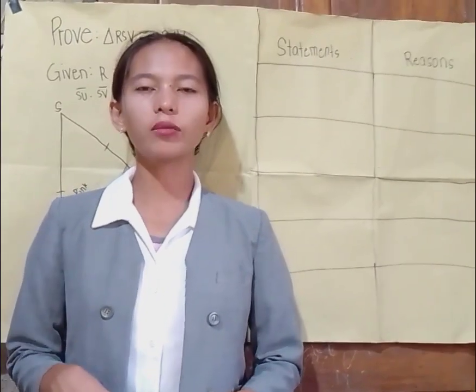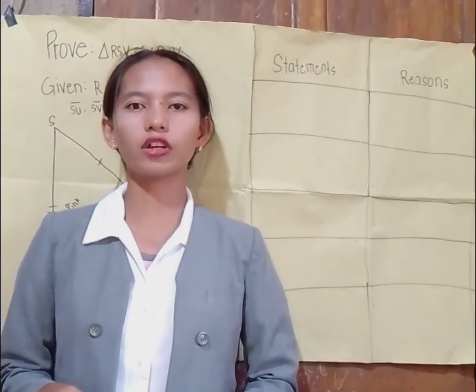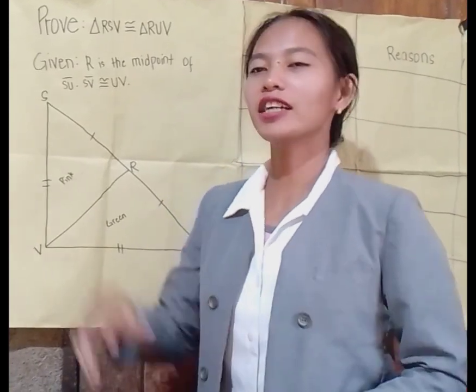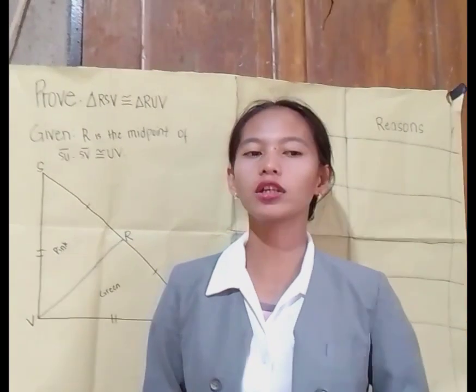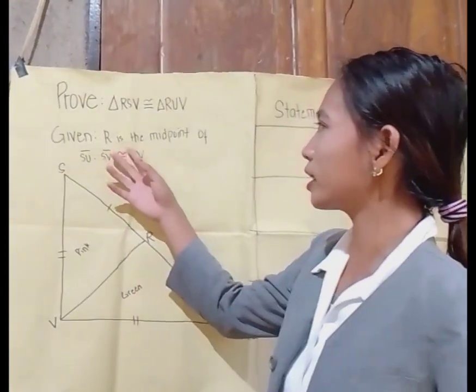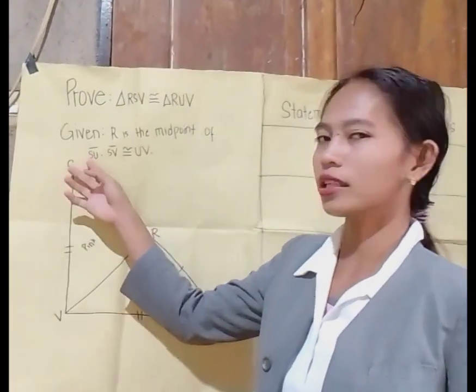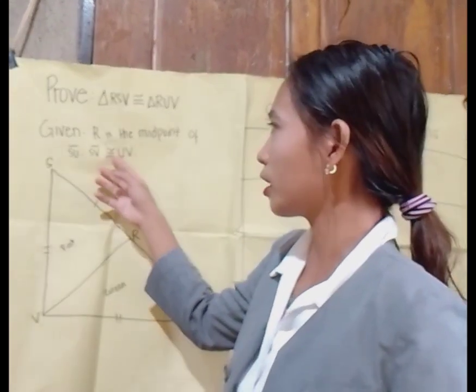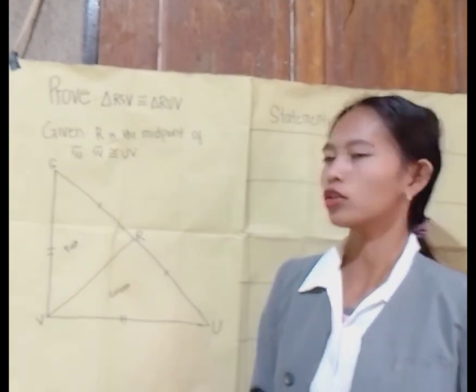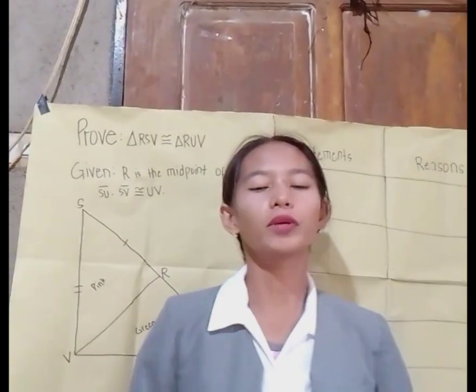So today we will discuss proving theorems. In the diagram below, we have two given pieces of information: R is the midpoint of segment SU, and segment SV is congruent to segment UV. And then we have to prove.